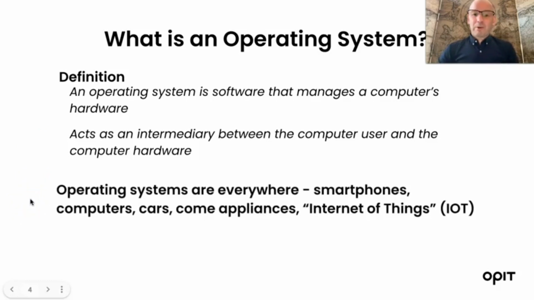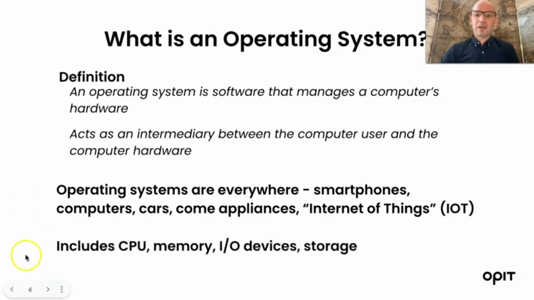Now, operating systems are everywhere. So we have these days, we all probably have smartphone devices. I'd be very surprised if any of you didn't. We have computers, laptops, desktops. We have cars that have onboard computers. We have appliances. And we have these days, which is becoming more and more popular, the Internet of Things, or IoT. Lots of IoT devices that allow us to interact with appliances, for example.